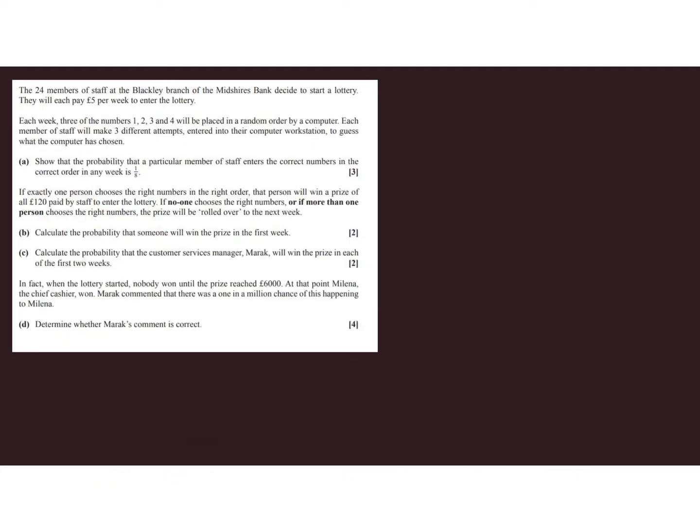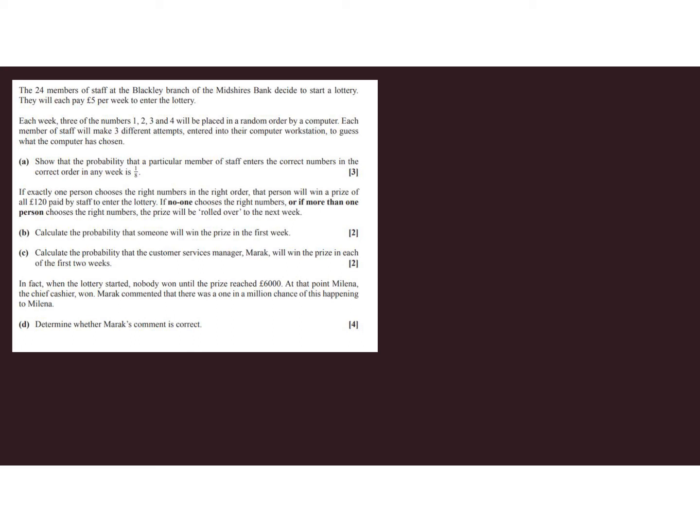So on to what is the trickiest probability question in this suite of questions. So read the information really carefully before you start having a go at this and before you watch the video of the solution. So the 24 members of staff at the branch of this bank decide to start a lottery. They each pay £5 per week to enter the lottery.